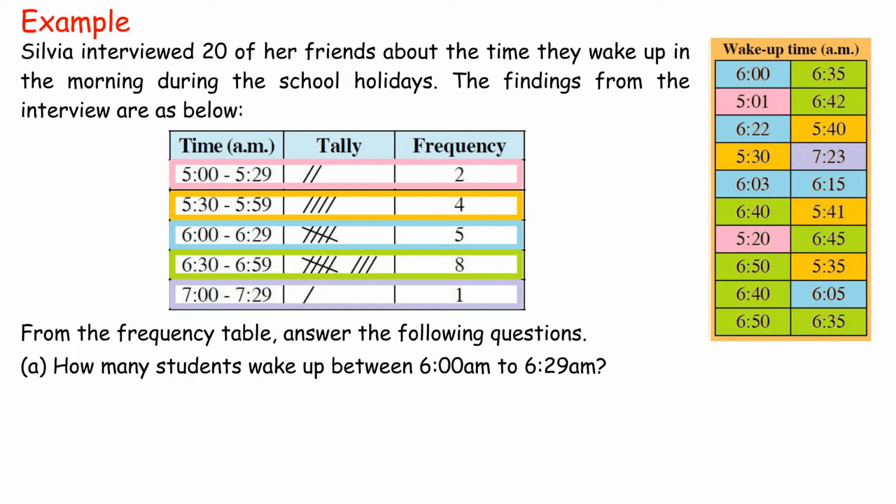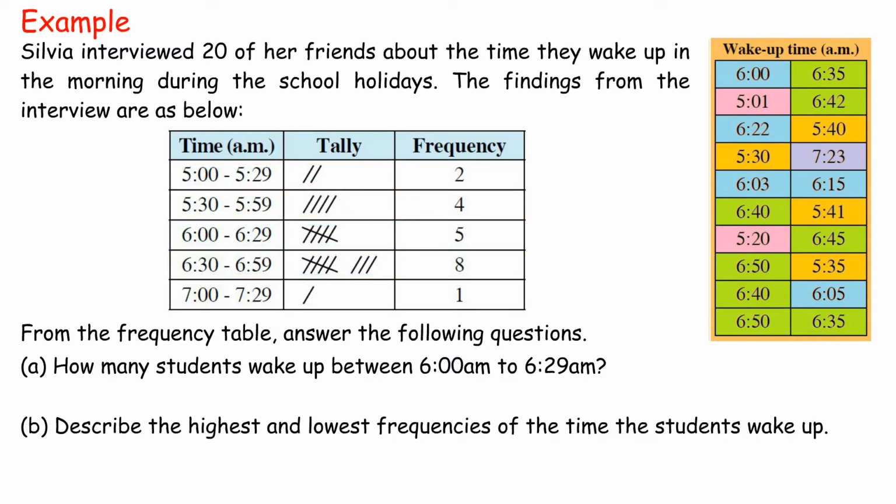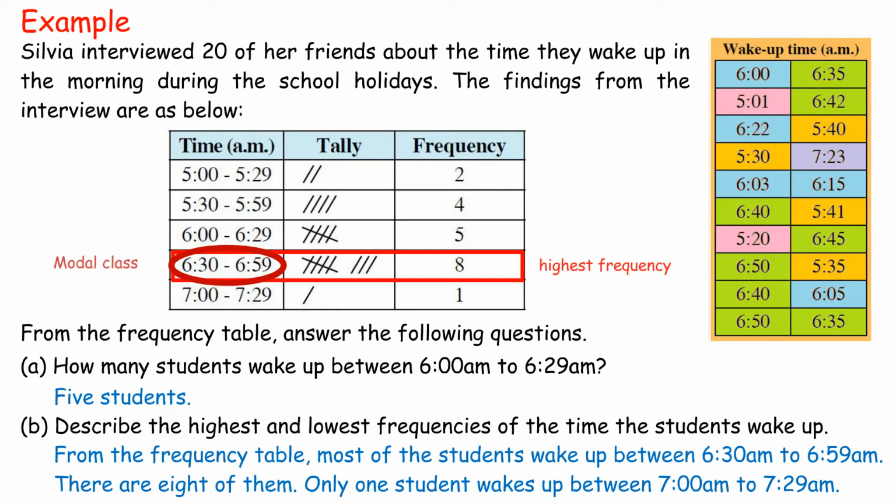A. How many students wake up between 6 a.m. to 6:29 a.m.? B. Describe the highest and lowest frequencies of the time the students wake up. Solution: A. 5 students. B. From the frequency table, most of the students wake up between 6:30 a.m. to 6:59 a.m. There are 8 of them. Only one student wakes up between 7 a.m. to 7:29 a.m.